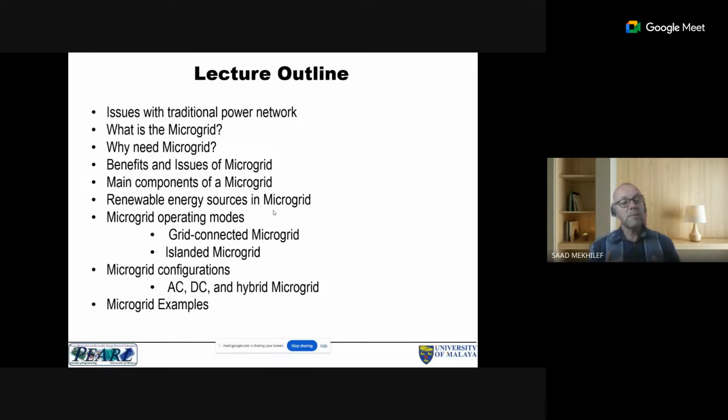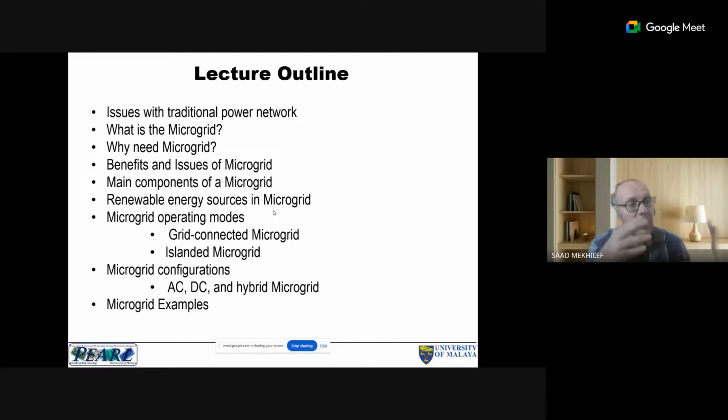So these microgrids can operate in two modes mainly: either grid-connected mode or standalone mode. And then microgrid configurations. We have mainly three types of microgrid configurations. One is a purely AC microgrid, or a DC microgrid, and sometimes we may have a hybrid, or what we call harmonized DC and AC microgrids.